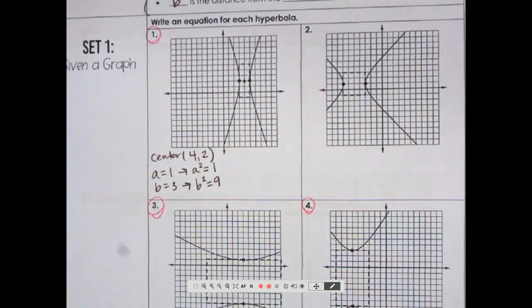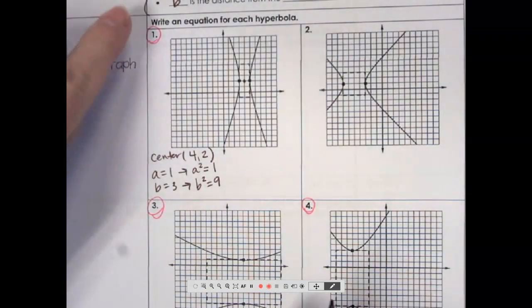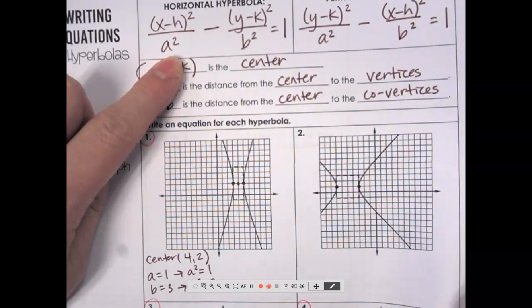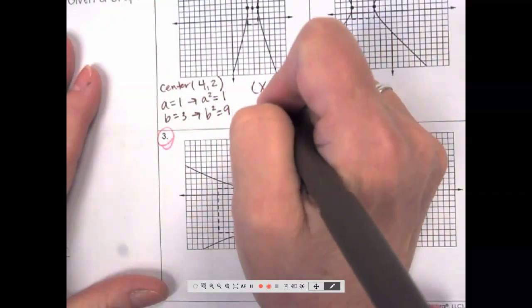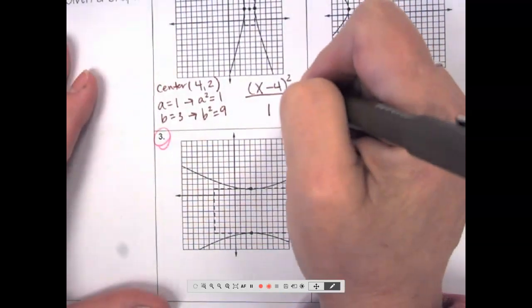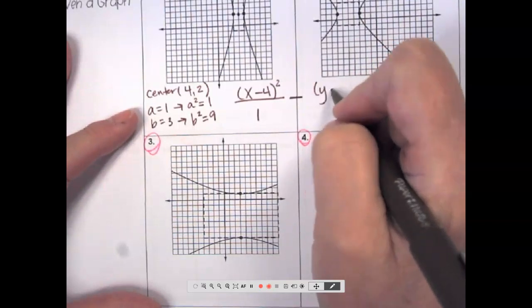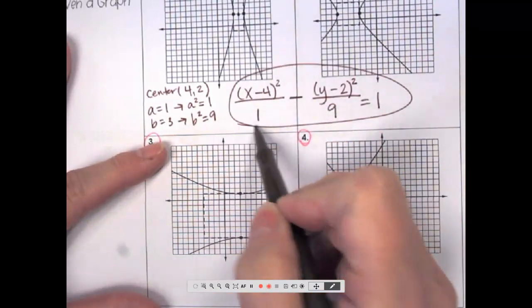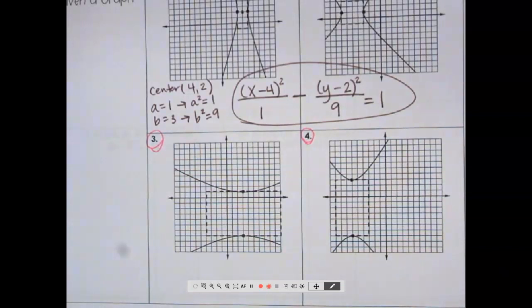Well, if I know the center, a and b, then I can write the equation. Okay, this is horizontal or vertical? Horizontal, because curves are opening left and right. So I'm using this formula right here, plugging in h, k, a, and b, and I will have my equation. So it'll be x minus 4 squared over a squared, which is 1, so you wouldn't have to use a fraction for that one, minus y minus 2 squared over our b squared equals 1. Pretty easy.